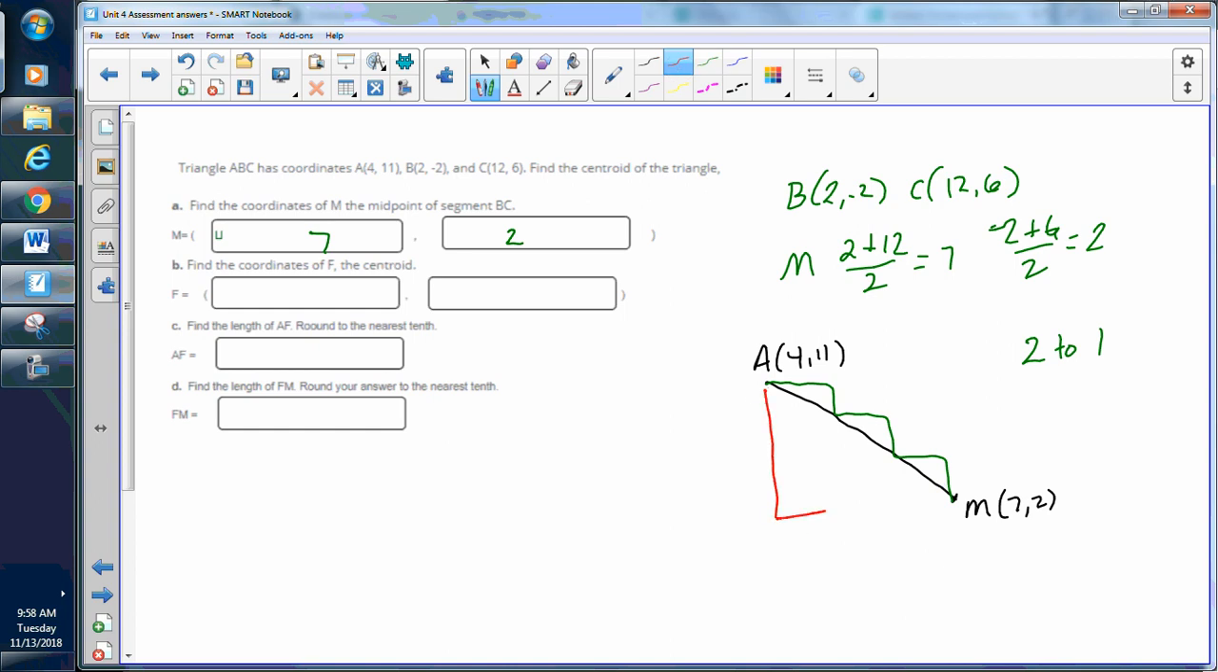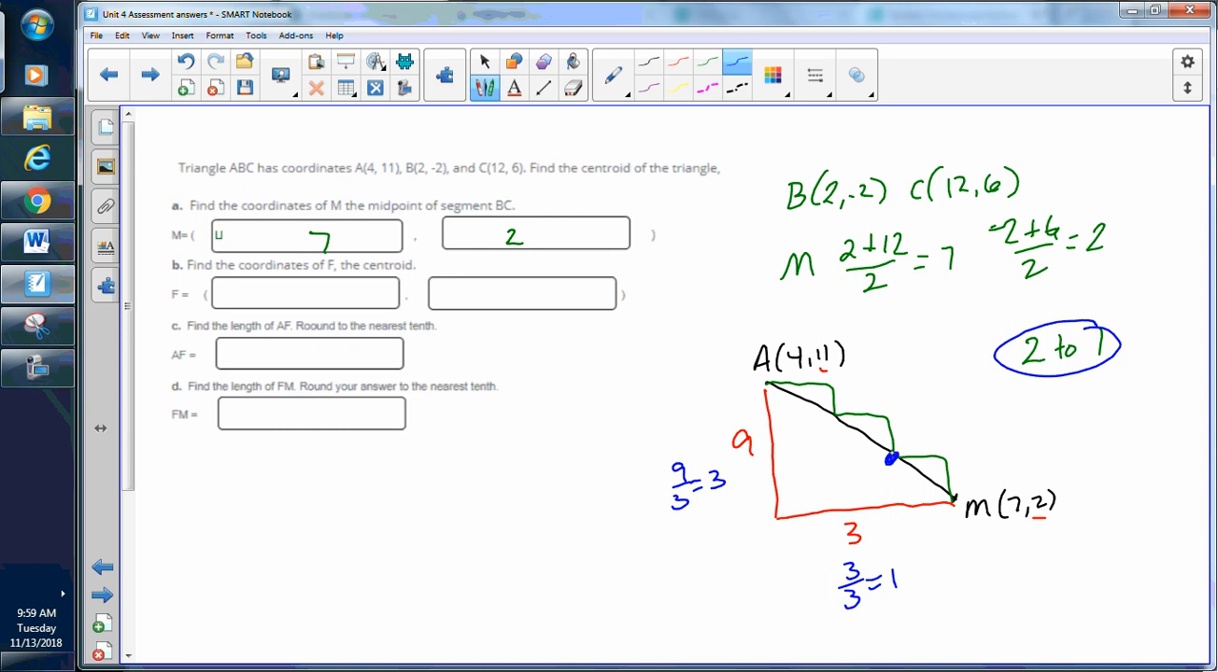Find out our vertical and horizontal change. Going from 4 to 7 is a change of 3. Going from 2 to 11 is a change of 9. So our right triangle has sides of 9 and 3. So each step is going to be 3 divided by 3. It's going to have a horizontal change of 1. And 9 divided by 3, a vertical change of 3. We're dividing by 3 because it has to be a 2-to-1 ratio.